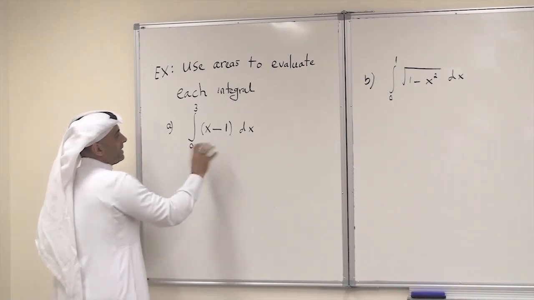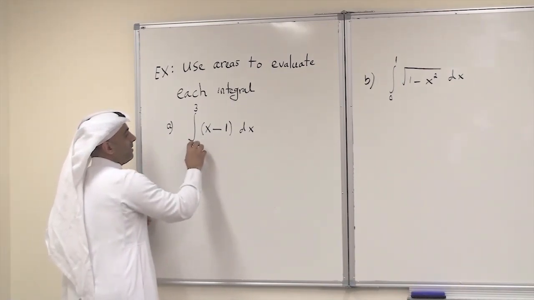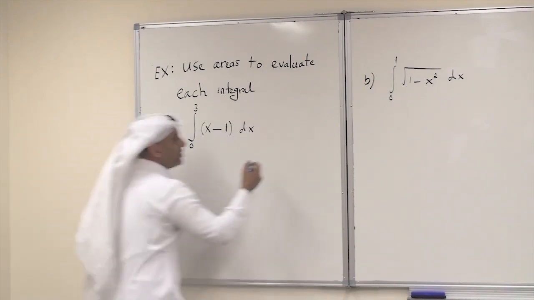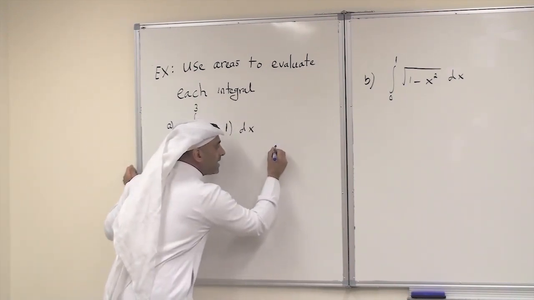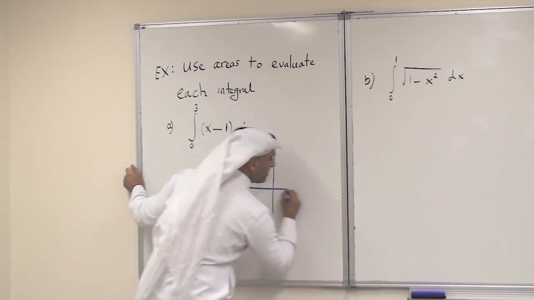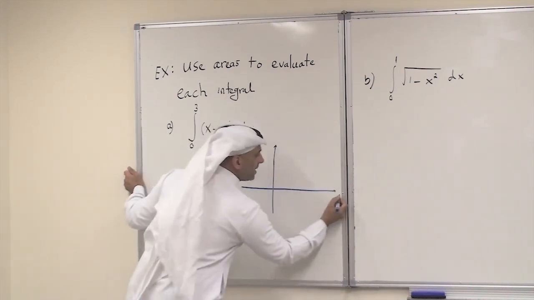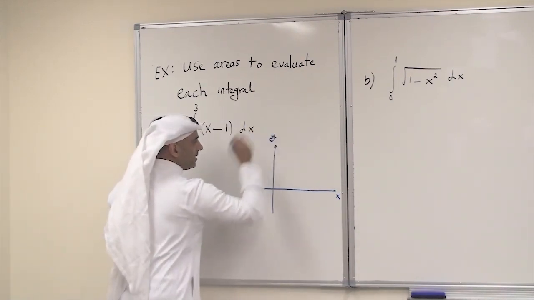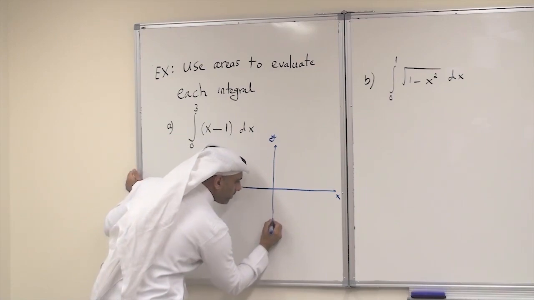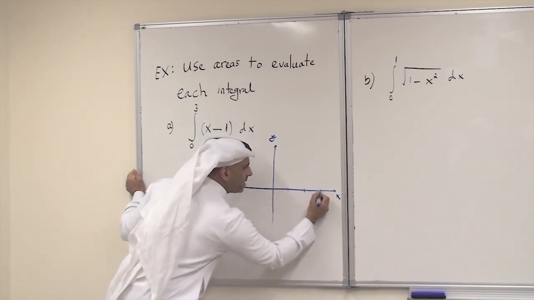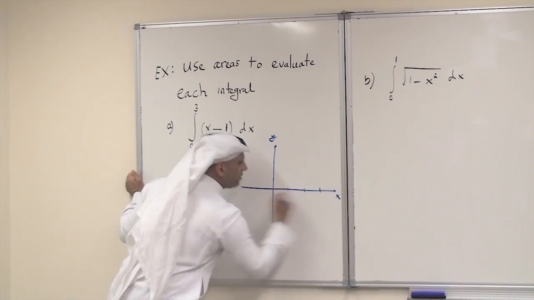Here we have an example that says evaluate the integral from 0 to 3 of x minus 1 geometrically. So what should we do? We need to figure out the shape of the function between 0 and 3. So this is what we have, something like this. This is the x-axis and this is the y-axis. Let us say this is, for example, 1. This is 2. This is 3. We are interested in 0 to 3.